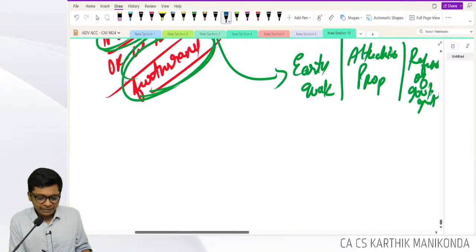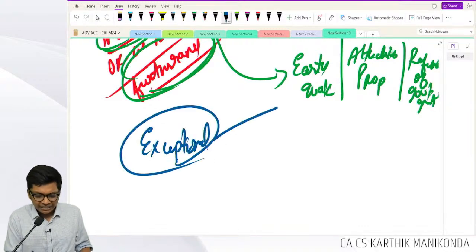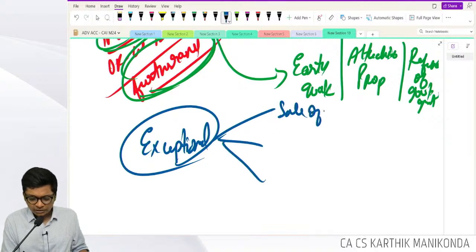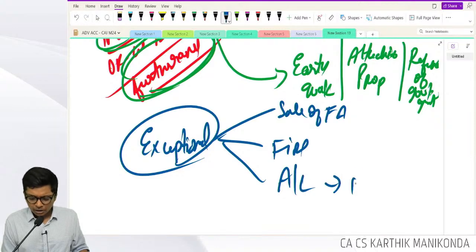But between ordinary and extraordinary activities, some things which you feel, however it can be ordinary, like sale of fixed assets, any fire, or asset or liability revalued, because we don't do this every year.